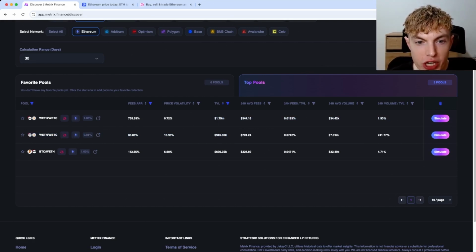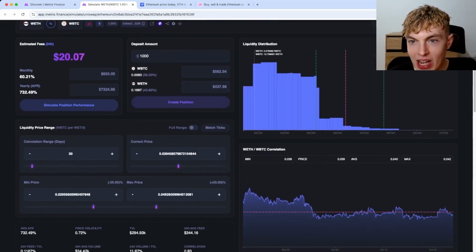So now I'm going to go ahead and check out this pool that has 735% fees APR supposedly. Let's see what that's about. I'm going to go ahead and simulate it. Now scrolling down, I see some major red flags. Look at the liquidity distribution.